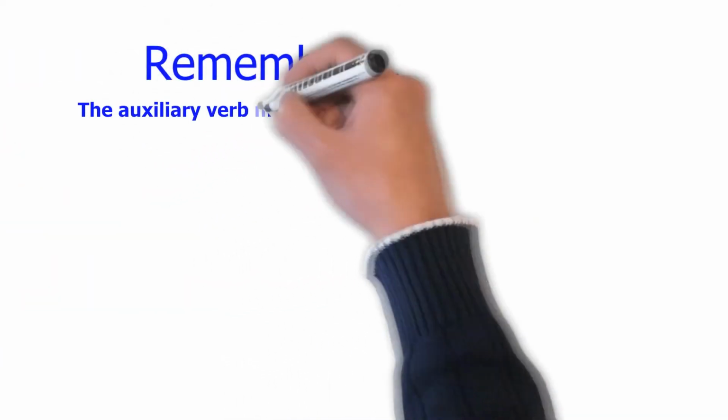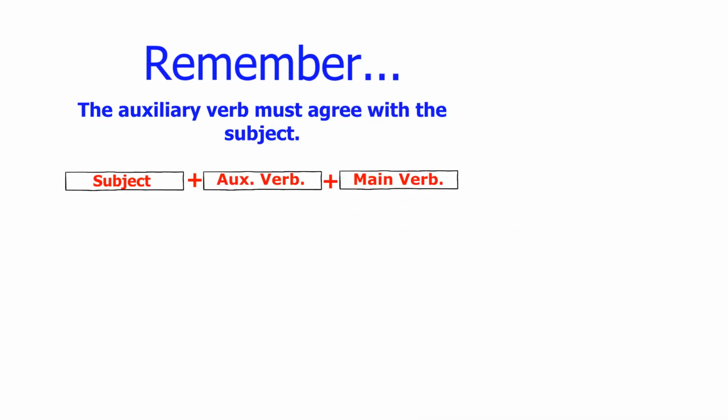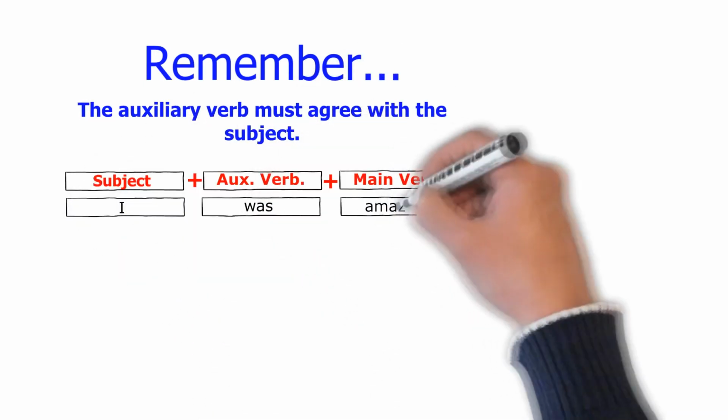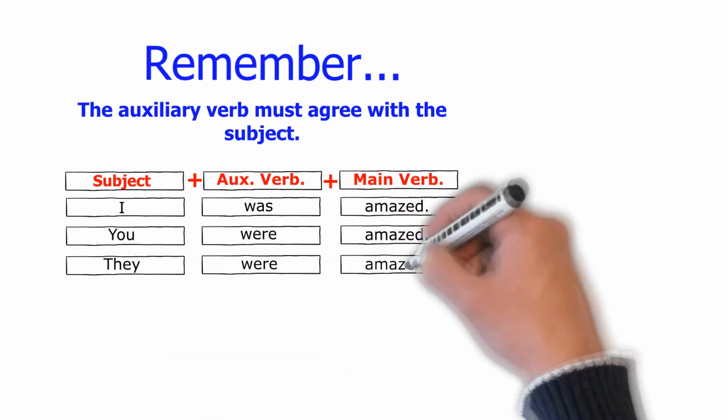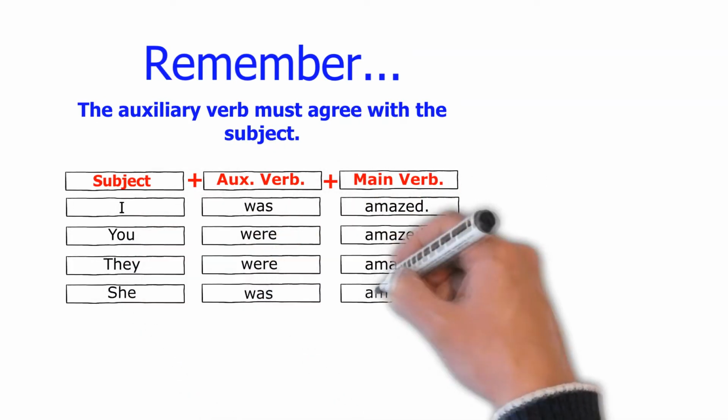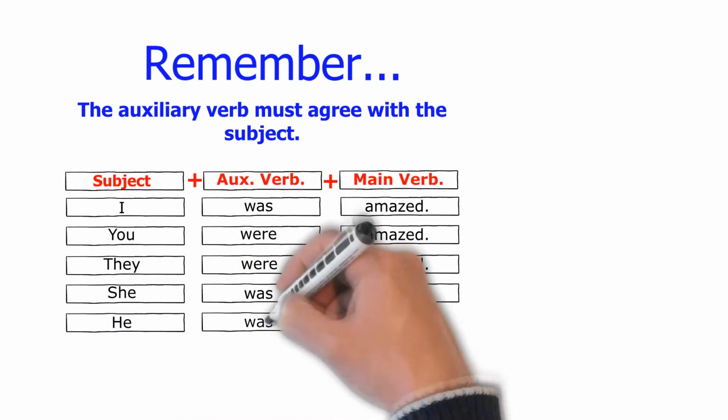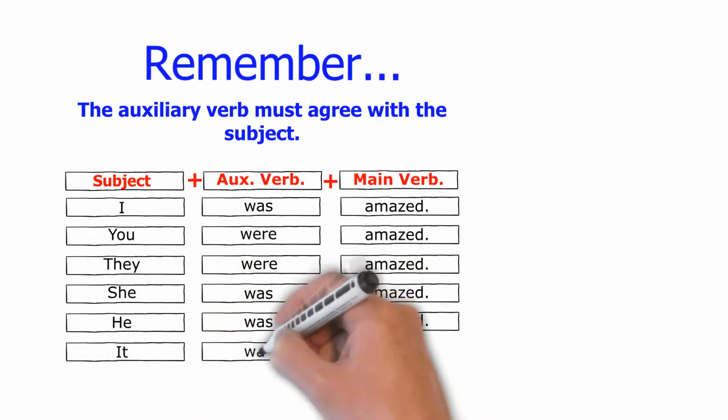Remember, the auxiliary verb must agree with the subject. I was amazed. You were amazed. They were amazed. She was amazed. He was amazed. It was amazed.